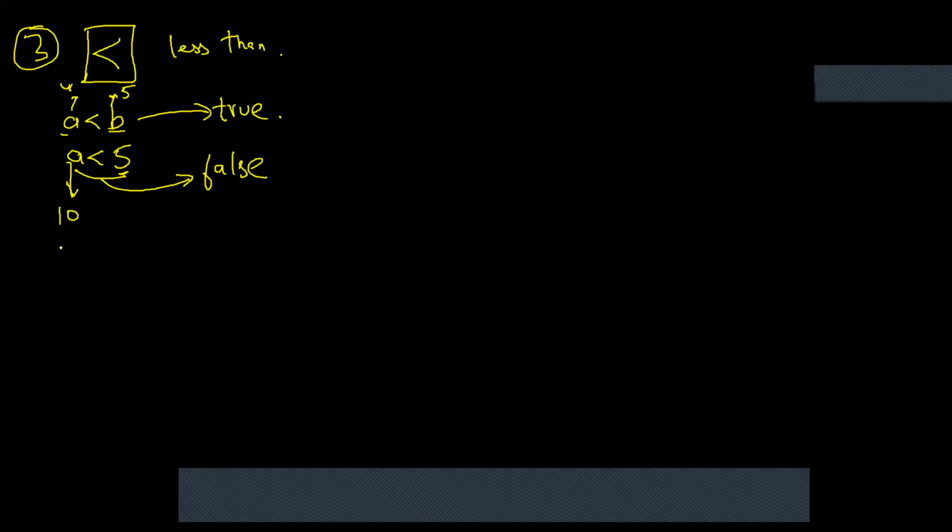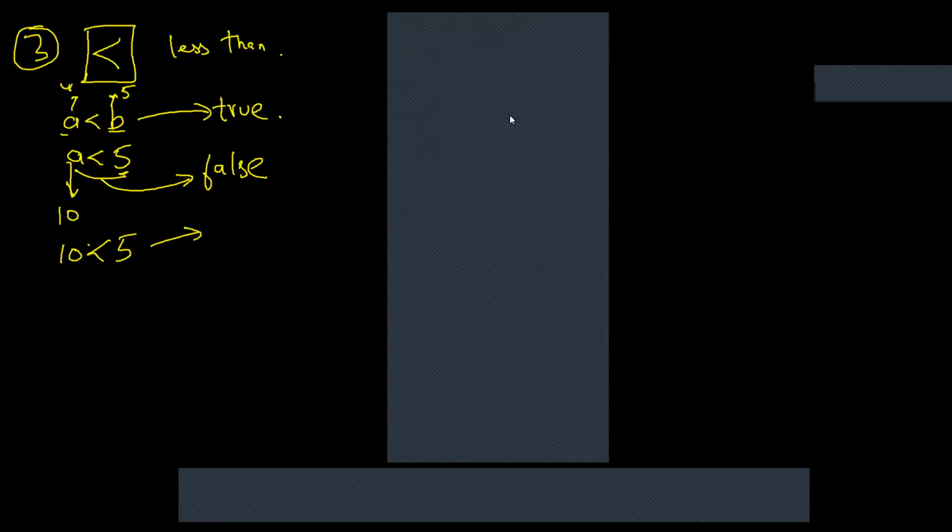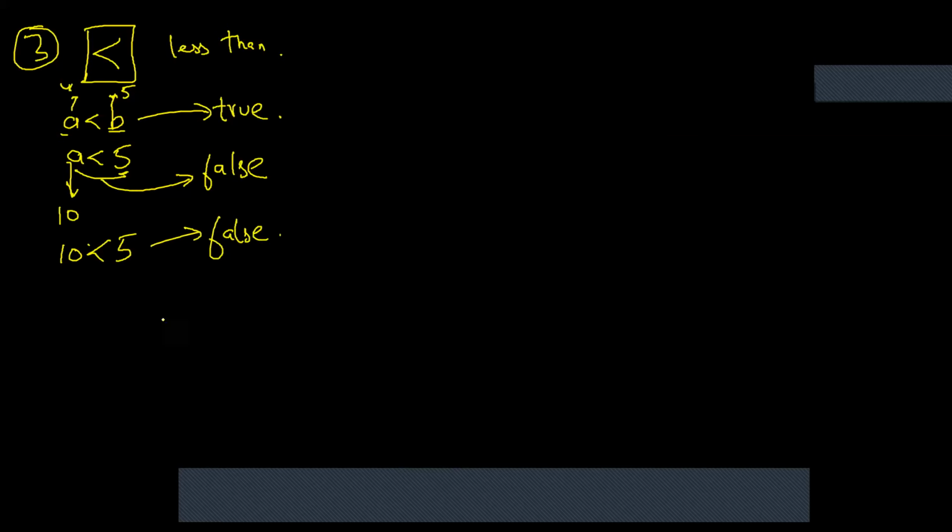For example, is 10 less than 5? What do you think will be returned here? Can you guys put it in the chat box? False, right? So it will return a value false. If 10 is less than 20, it will return a value true. But this is the less than operator.